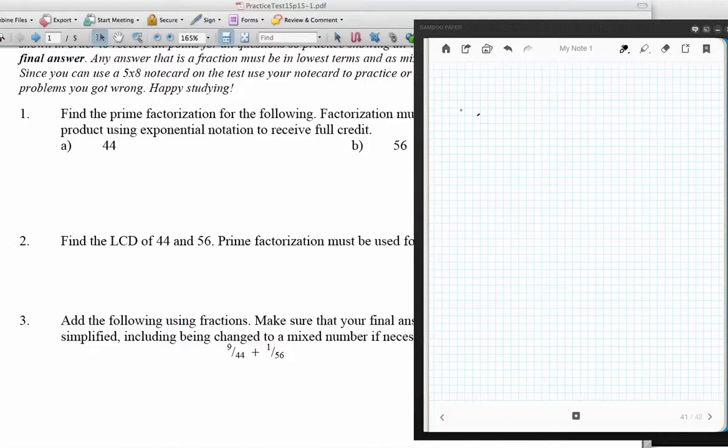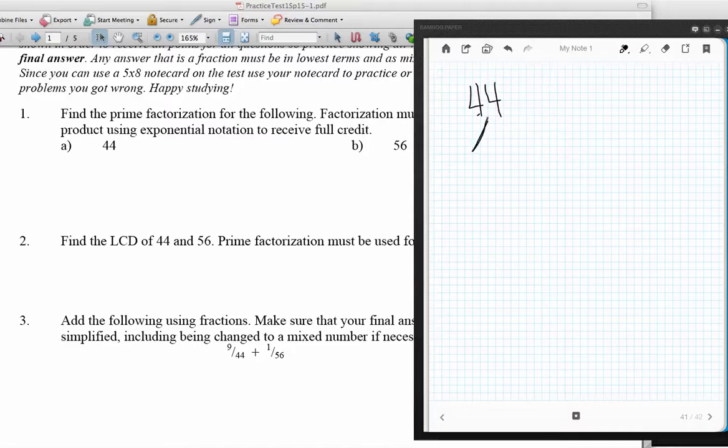Right, so I'm going to start with problem number 1 and problem number 2 for this example. The first thing that we want to do is find the prime factors for 44 and 56. I'm going to use a factor tree on 44 to get this done, as you've seen in the answer key if you've looked at that.